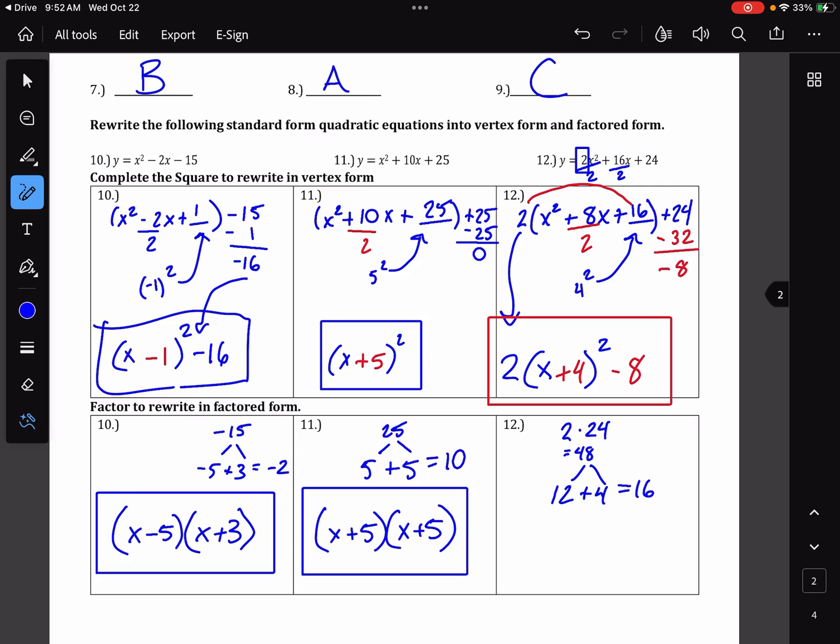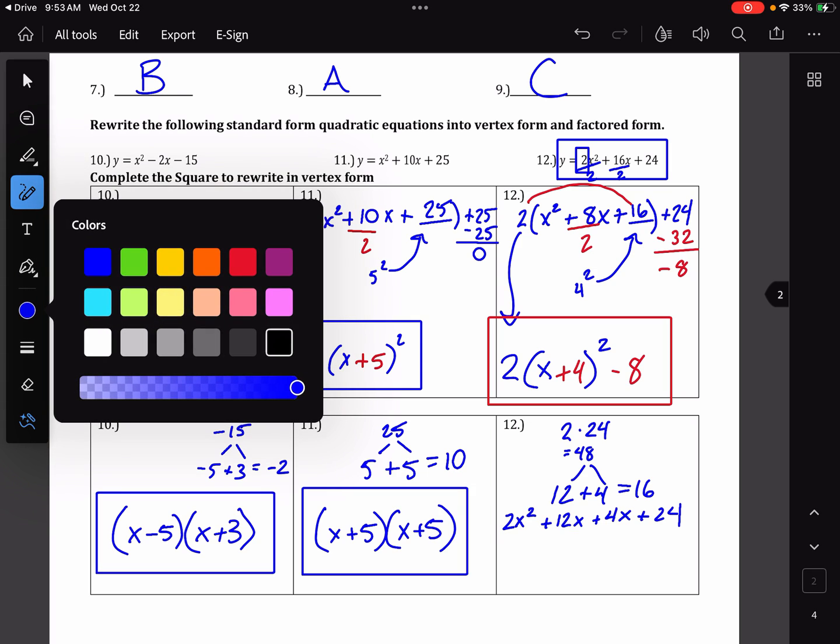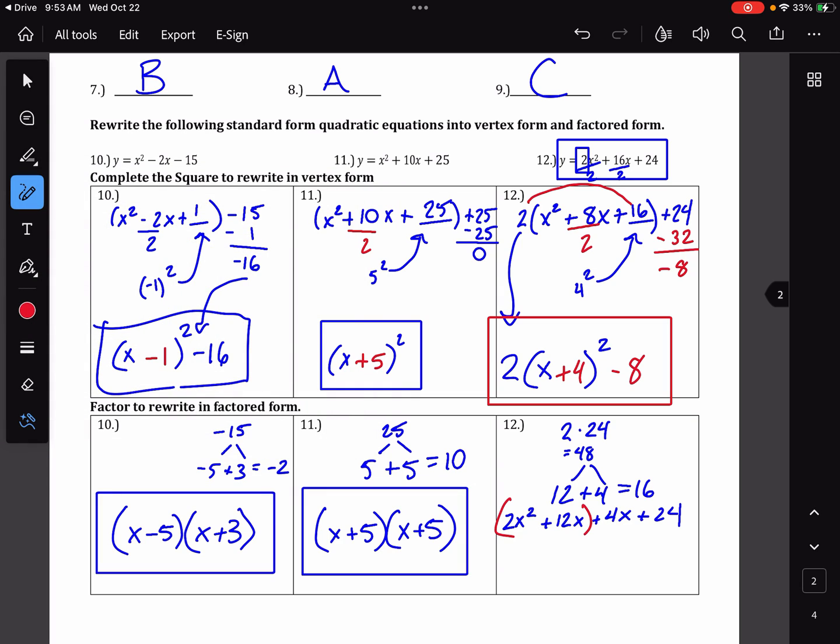So I'm going to rewrite this. I'm rewriting my initial equation up here: 2x squared, but I'm going to put in 12x plus 4x plus 24. So my first term and my last term stayed the same. I basically took 16x and broke it into 12x and 4x. From here, we're going to group the first two and the last two, and we're going to find the greatest common factor and factor it out.